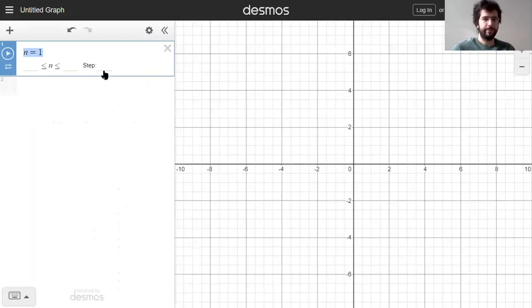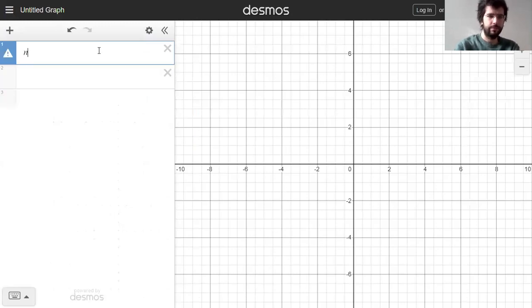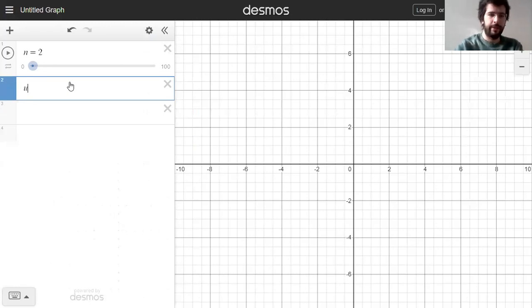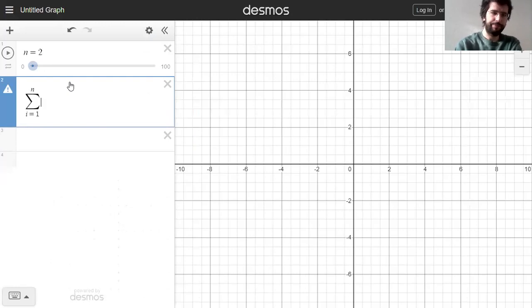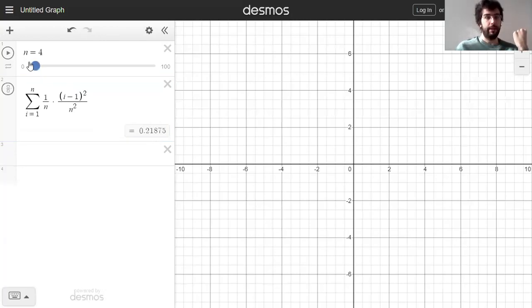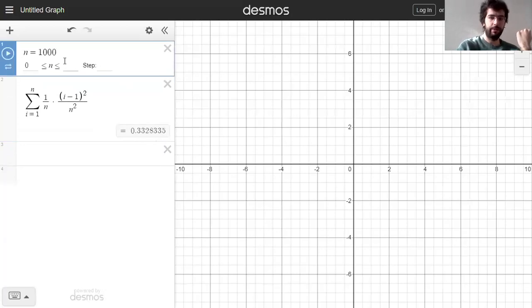And let me just finish by putting into the calculator the formula I just wrote. The sum from i equals 1 to n of 1 over n times i minus 1 squared divided by n squared. Before, we did n equals 4, and this is the number we got. But now that I have a formula, I could just make n as big as I want before the computer crashes. I'm making it do literally 100 million sums now. I make n bigger and bigger, and this is approaching something.